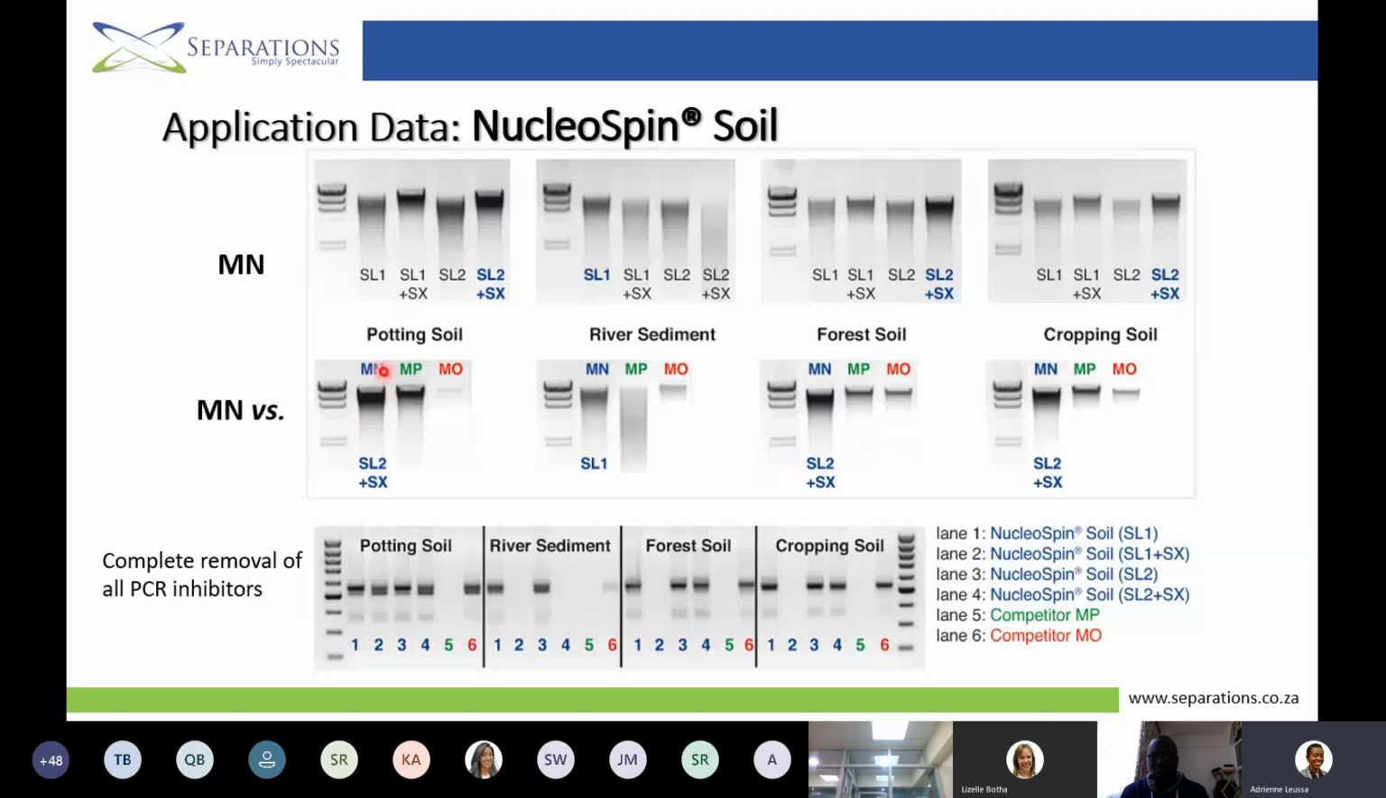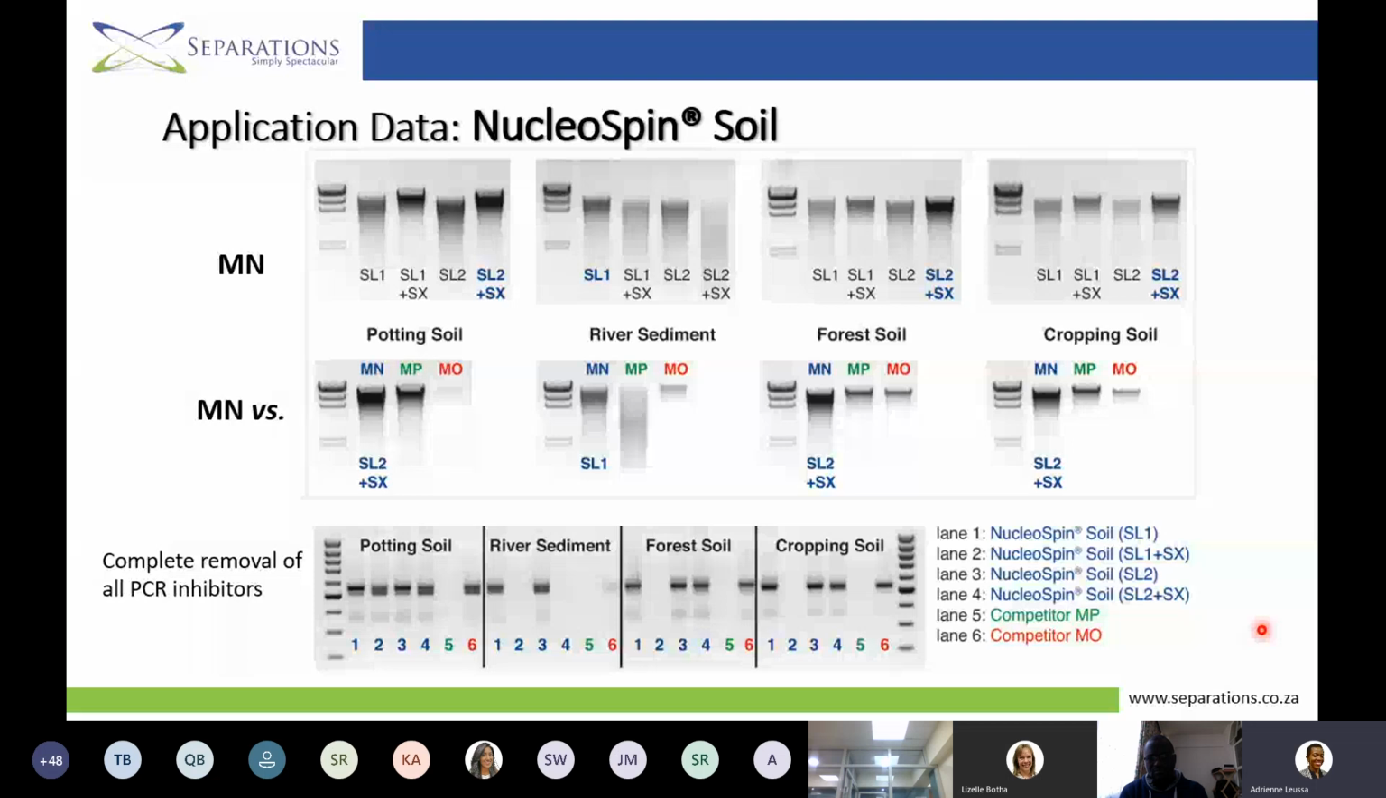And when you compare the highest yield from the optimized lysis system with competitor kits, MN always gets a better yield. And not just the yield, but also in terms of removal of PCR inhibitors. The MN kits efficiently remove PCR inhibitors, and you see there's always consistent amplification, but again, relying on optimizing the right lysis system for you.